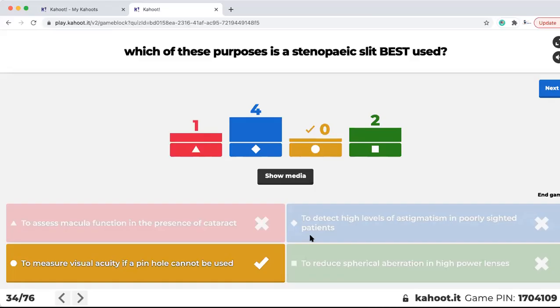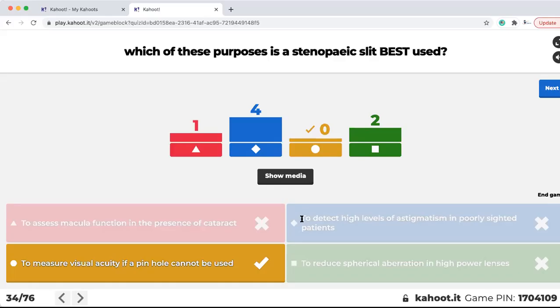So what happens when you are using a stenopic slit on patients who have poor vision from either a high level of astigmatism or any other reason? Can the stenopic slit differentiate whether the poor vision is due to a high level of astigmatism or any other reason, as the question is asking? The question is asking about detecting a high level of astigmatism in poorly sighted patients. But for those patients, this will not be the appropriate method because they could have poor sight from other reasons. But actually, it can be used to detect a high level of astigmatism in a good sighted patient.